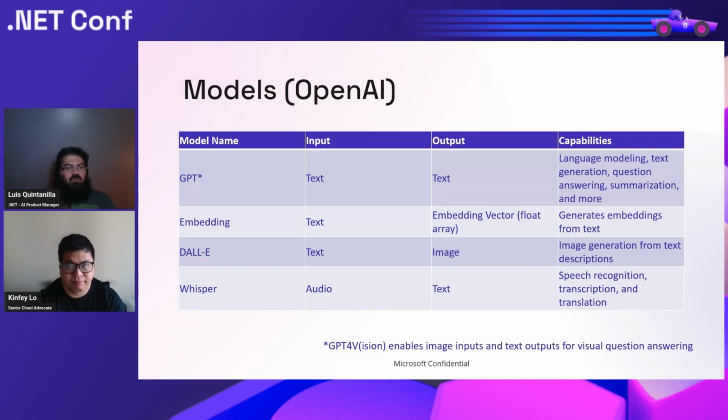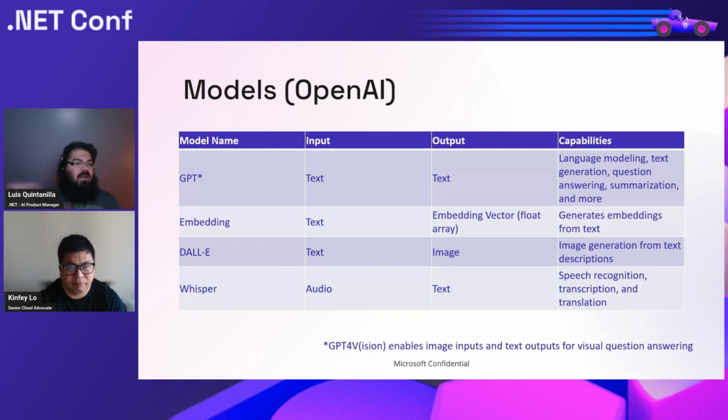And then embeddings, we're going to talk a little bit about that later. But you can think of embeddings as a way to represent unstructured data like text or images as a float array.